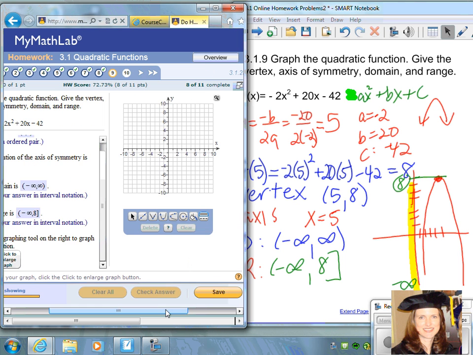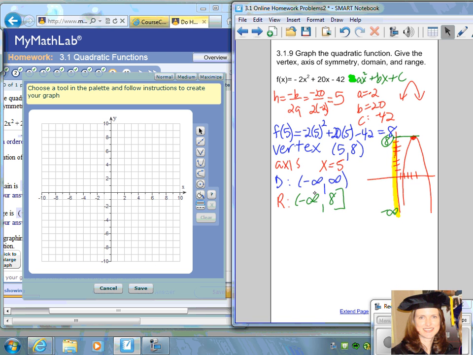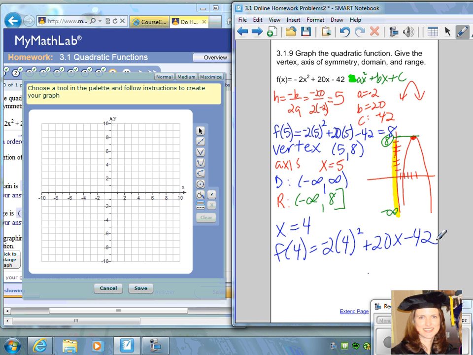And then finally we want to graph this. In order to graph it, we need to plot the vertex plus one other point. The other point I'm going to choose a point close to the vertex (5, 8). So I'm going to choose perhaps when x is equal to 4. So I'm going to find f of 4 by plugging that into the original equation for x. Do the calculations. Sorry, this should have been 4. And when you simplify this, you get 6.